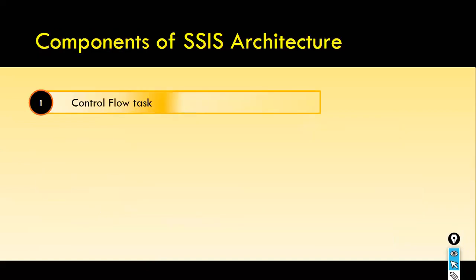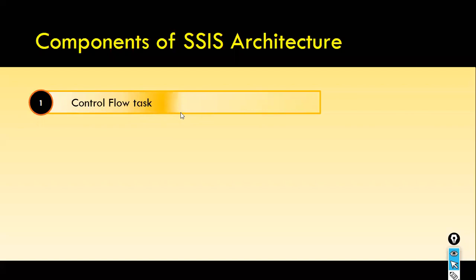Next is the components of the SSIS architecture. The control flow is one of the important components. It is the brain of SSIS, using which we can arrange the order of execution of the tasks. So this is basically the starting point, and this is where we proceed with creating the other tasks.